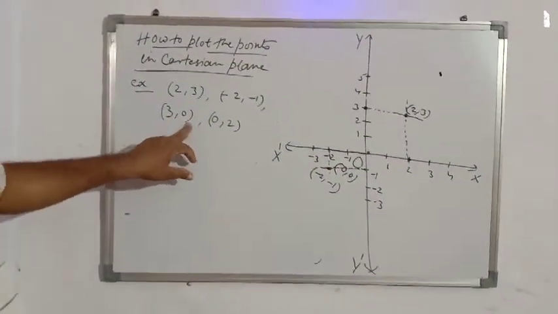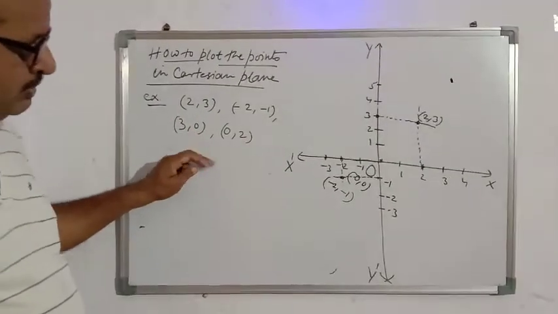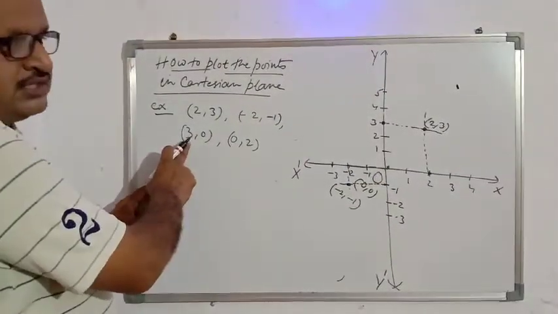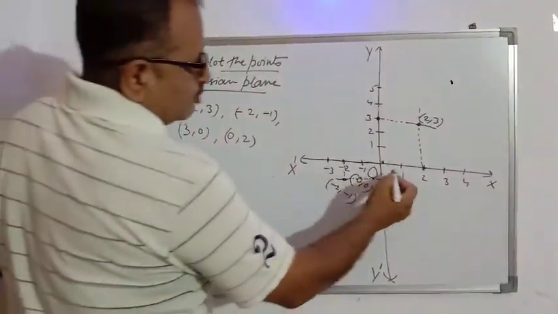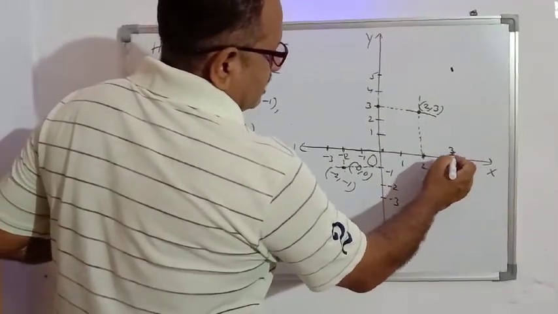Third, (3, 0). See here, the second component is 0. Second component 0 means it will lie on the x axis. And what is 3? 3 is the x coordinate. So move 3 unit. 1, 2, 3. This point will be (3, 0).